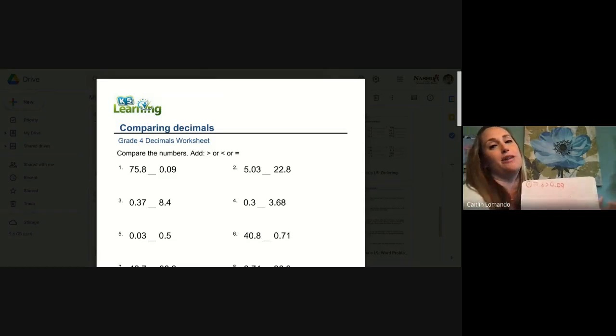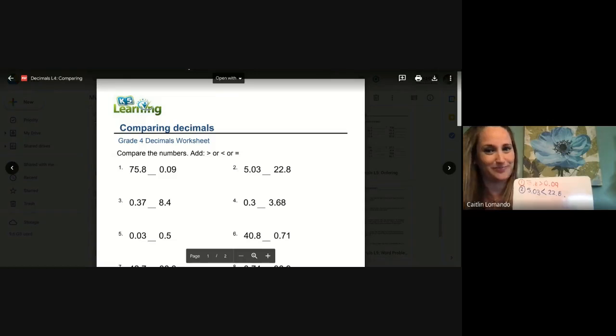Let's look at number 2. Again, it's helpful to look before the decimal point. So we have 5 and 3 hundredths versus 22 and 8/10. Look at the number before: $5, $22. Who has more? Big side to the bigger value. $22 is more than $5.